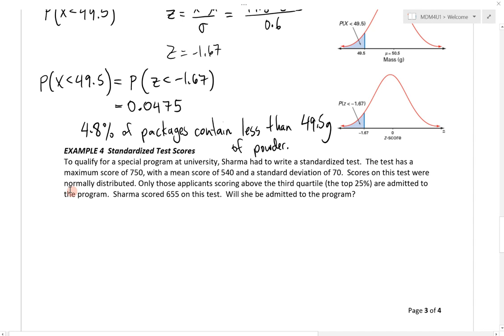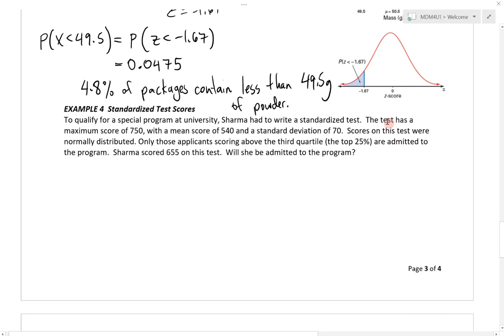Example 4, standardized test scores. To qualify for a special program at university, Sharma had to write a standardized test. The test has a maximum score of 750, with a mean score of 540 and a standard deviation of 70. Scores on this test are normally distributed. Only those applicants scoring above the third quartile, in the top 25%, are admitted to the program. Sharma scored 655 on this test. Will she be admitted to the program?